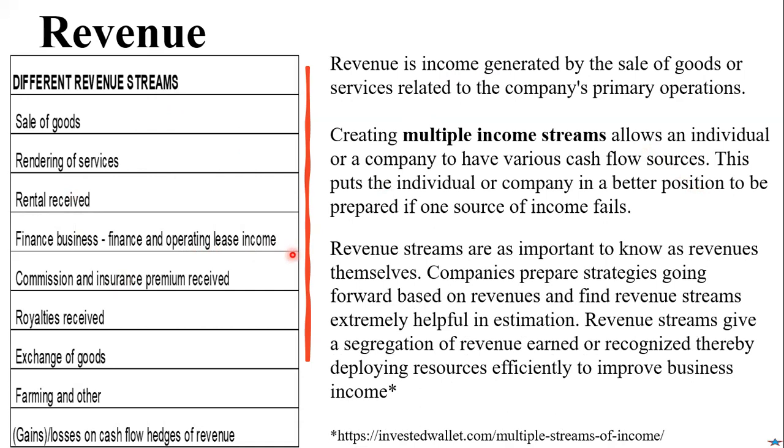It's important to prepare strategies going forward based on these different revenues and estimates, because some are more profitable than others. And that's why it would be reported in its different categories, and then the margins can be measured and you can tell which are your more profitable items and which aren't.